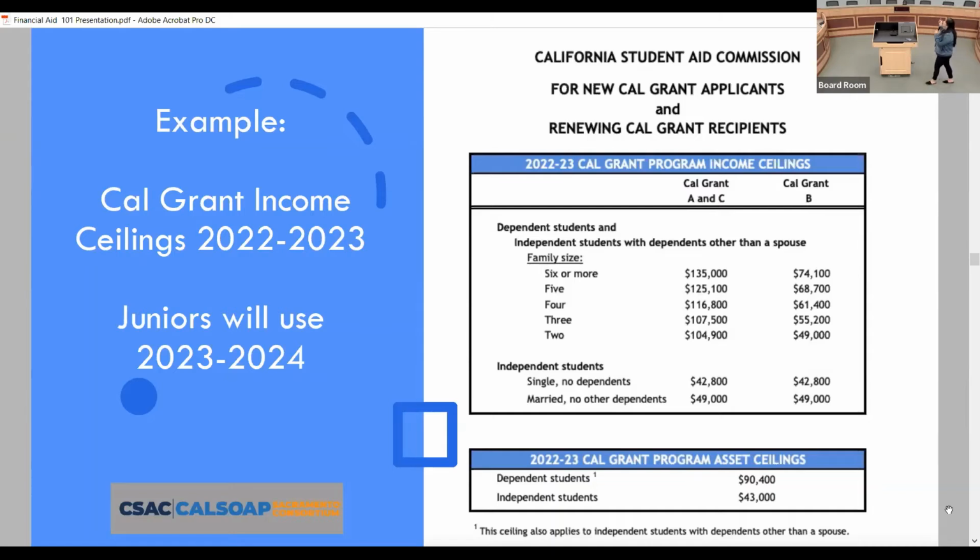Okay, so this is for 22-23. So this is for our current seniors. Now, if you're a 9th grade, a 10th grade, or a junior right now, your income ceilings are going to come out about September of your senior year.